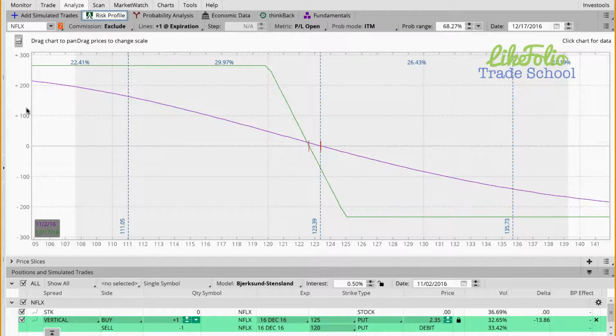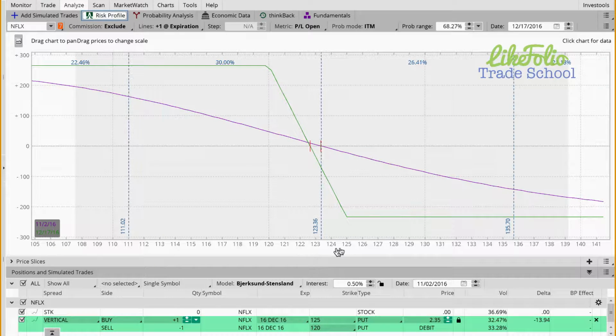Over here on the y-axis, you'll see we have a 0, which is our break even on the trade. Anything above this 0 line is going to be profit. So that means you're in the profit zone. Anything below it means you're in the loss zone. So that's our profit loss on the y-axis. X-axis just shows the different prices in Netflix.